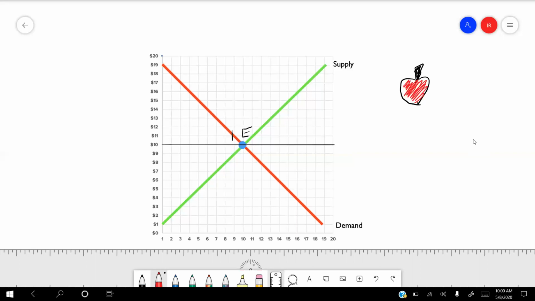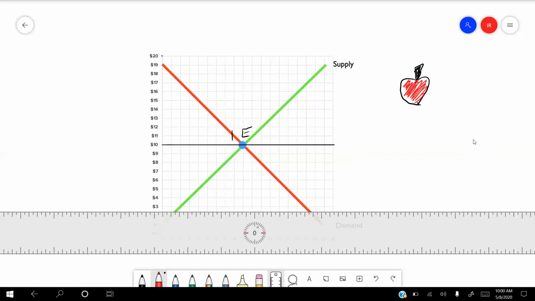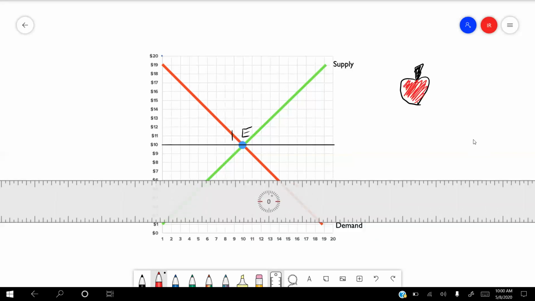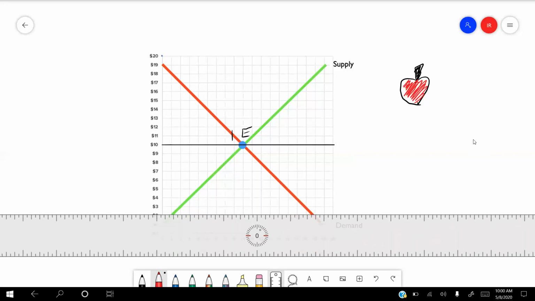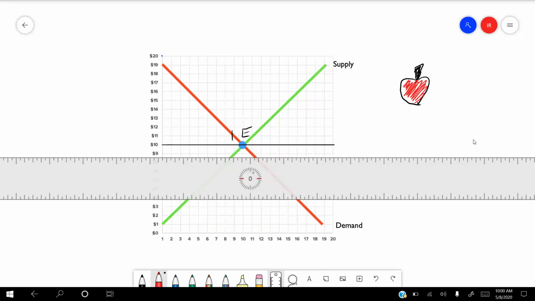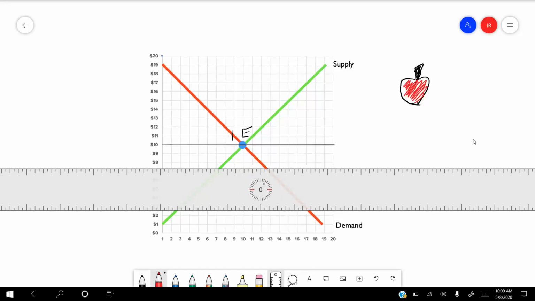There are two types of price control. The first one is a price ceiling, which is the maximum price the government imposes for the seller or the producer to charge in the market. Because a price ceiling is the maximum price they can charge, it has to be below the equilibrium price.